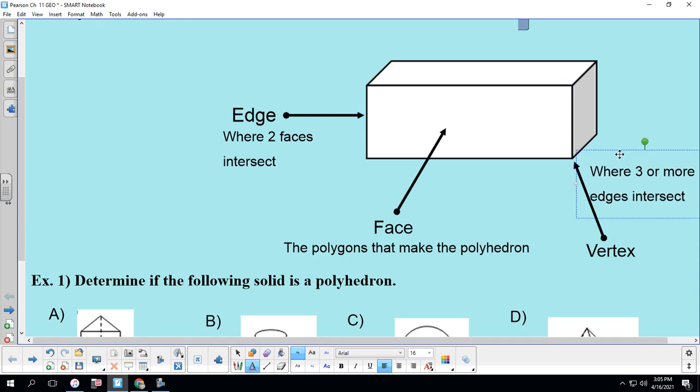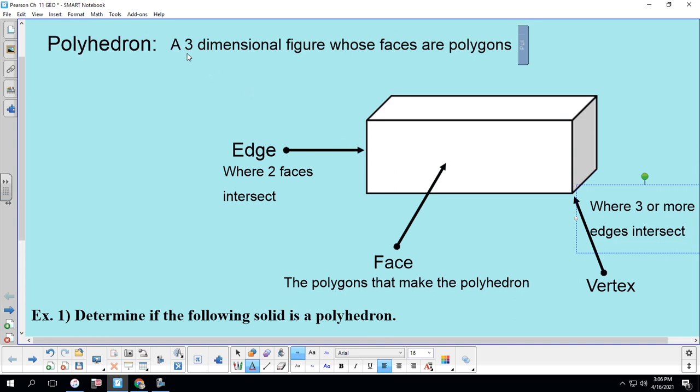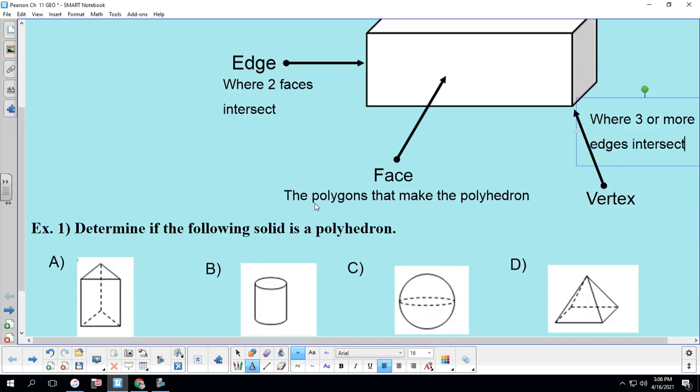Okay, so the vertex is like this little corner here. The face is this front; technically the side, top, back, left, and bottom are also faces. And the edge is the line that's created where the 2 faces intersect. And those 3 things make up a polyhedron. So in 2 dimensions, it's a polygon. In 3 dimensions, it's a polyhedron.